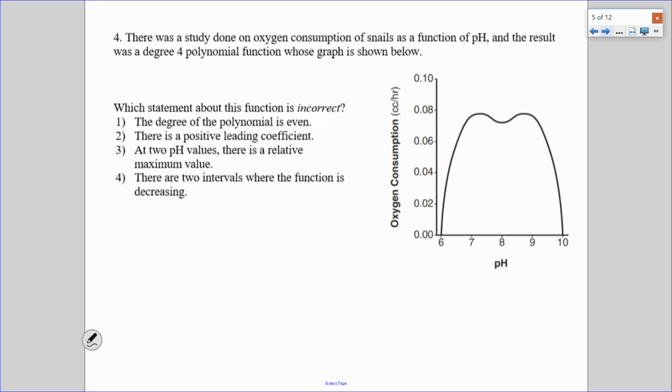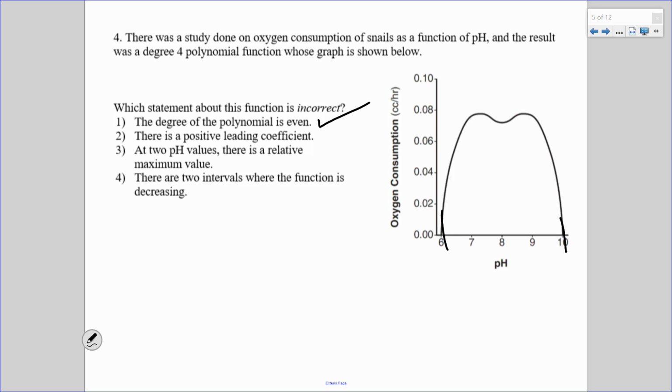There's a study done on oxygen consumption of snails with a function of pH, and the result was a degree 4 polynomial function whose graph is shown below. Fantastic. Which statement about this function is incorrect? The degree is even. Well, because it ends pointing in the same direction, it's U-shaped, yes, it's even. If it's chair-shaped, if it opens and closes in different directions, it's odd.